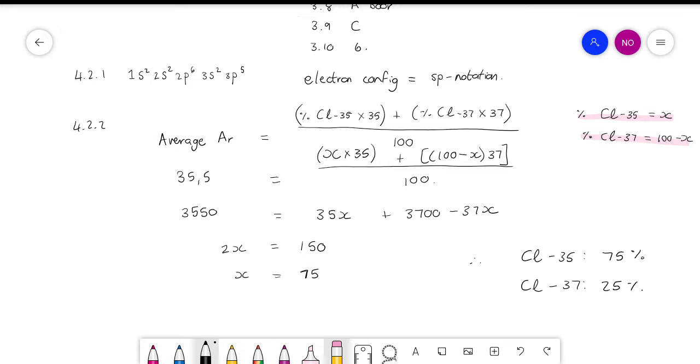Then I told you guys, for 4.3, you only had to do 4.3.1, not 4.3.2 and 4.3.3, because we have not done the Lewis structures yet. Okay. They say chlorine gas, that Cl2, consists of molecules. Write down the following: the number of valence electrons in a chlorine atom.